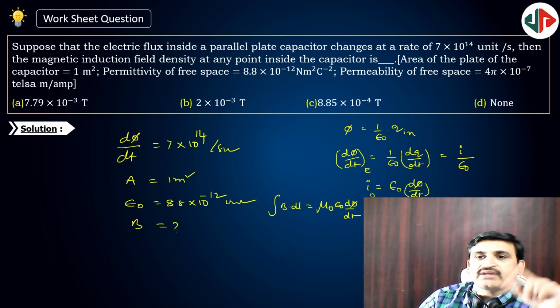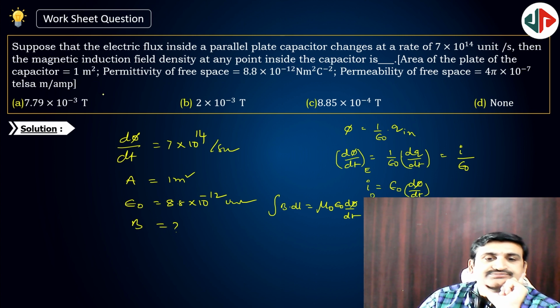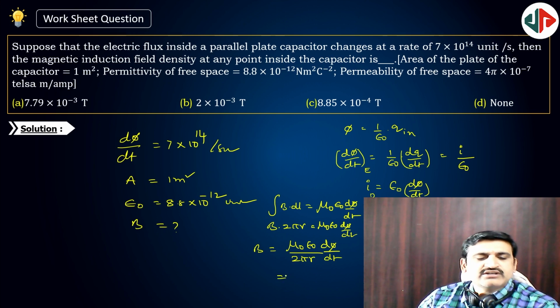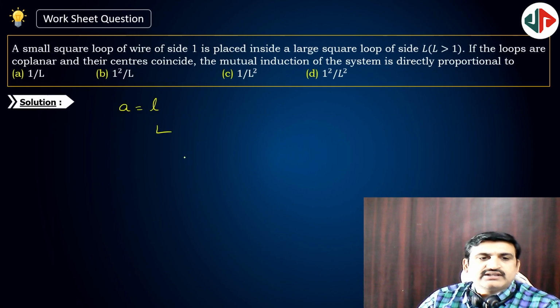So he is asking the magnetic field density at any point inside the capacitor. So you can take the plate of area 1 meter square. So from that, B into dl, B into 2 pi r you can take. B into 2 pi r is equal to mu naught epsilon naught d phi by dt. So he is asking B value. B is equal to mu naught epsilon naught d phi by dt by 2 pi r. After substitution, we can have the answer. Yes, that is area by L. M is proportional to area by L.